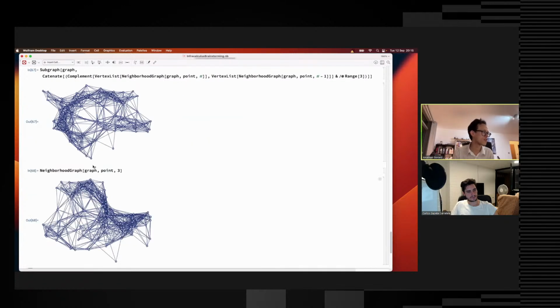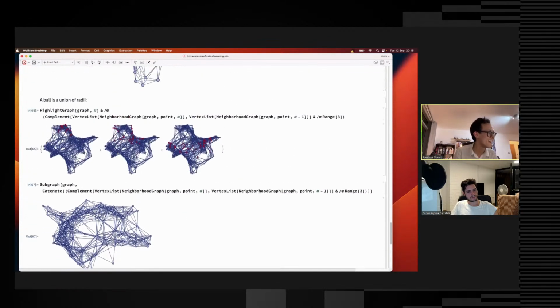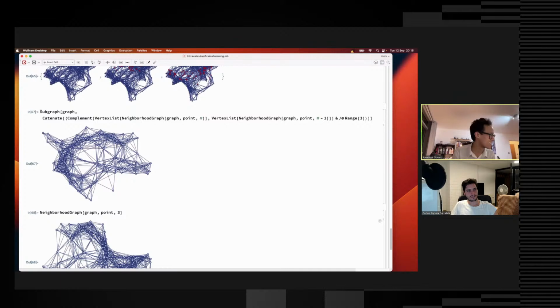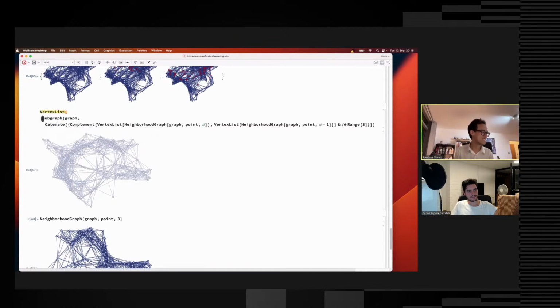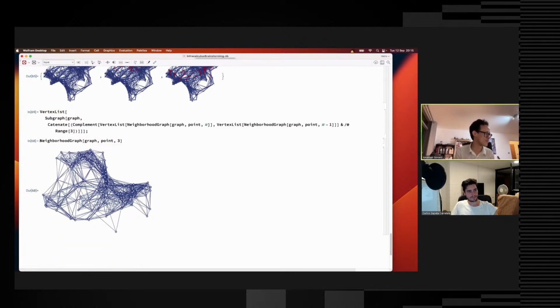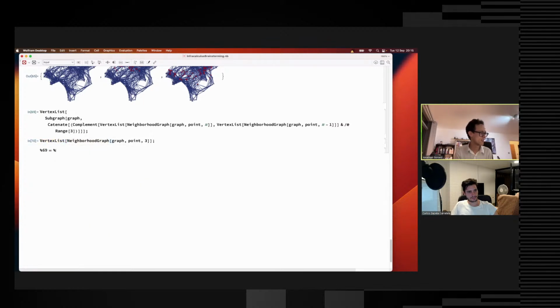Wait, 3. Okay, it's not quite the same, but it should have the same vertex list at least, which we should be able to check. Otherwise, I've screwed something up. Okay, no, it doesn't have the same vertex list. What did I do wrong?